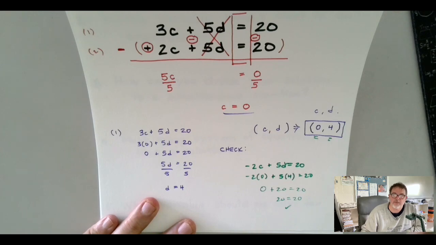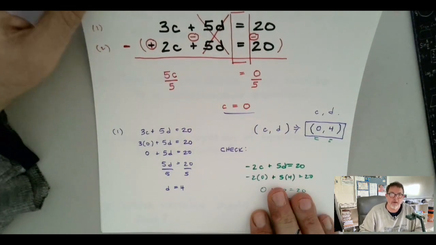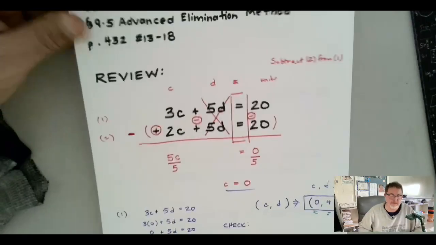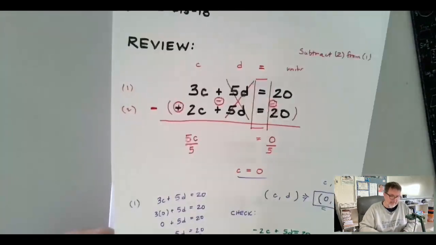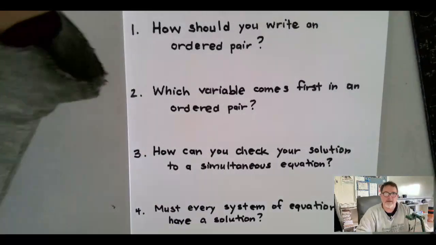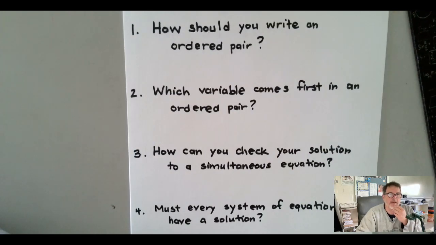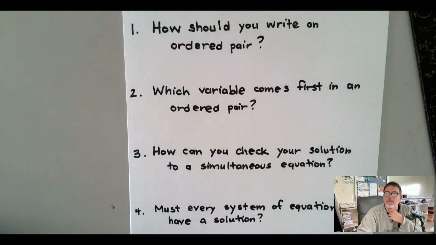No ifs, ands, or buts. So this is all review. I took 5 minutes doing review. So here's my review questions. Again, if you were doing this in the class, maybe pause it for a second. So here are my questions. All right, so number 1, how should you write an ordered pair? Number 2, which variable comes first in an ordered pair?